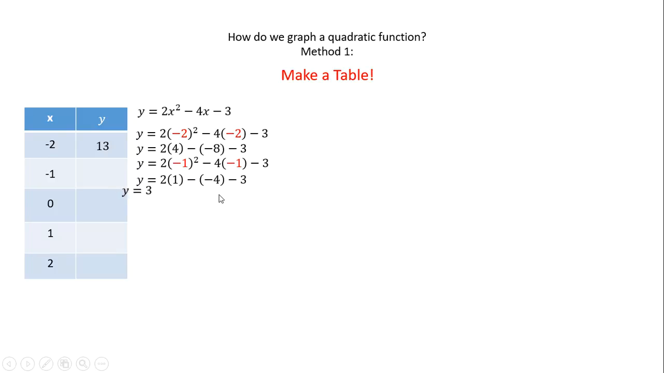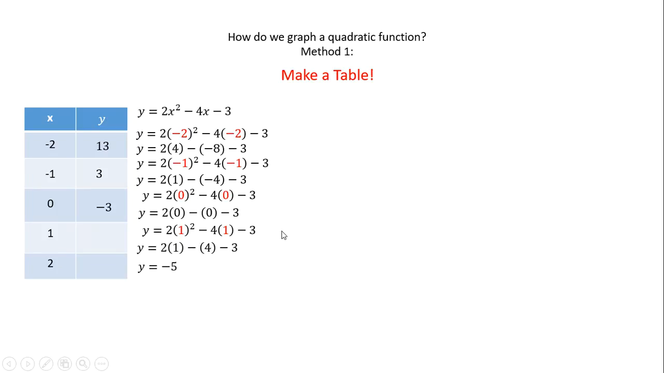We get y equals 3. Plug in 0. Yeah, that one's easy because these guys are both 0. You get -3. Goes into our table. Plug in 1. -5 plugs into the table, and plug in 2, and we get -3 again.